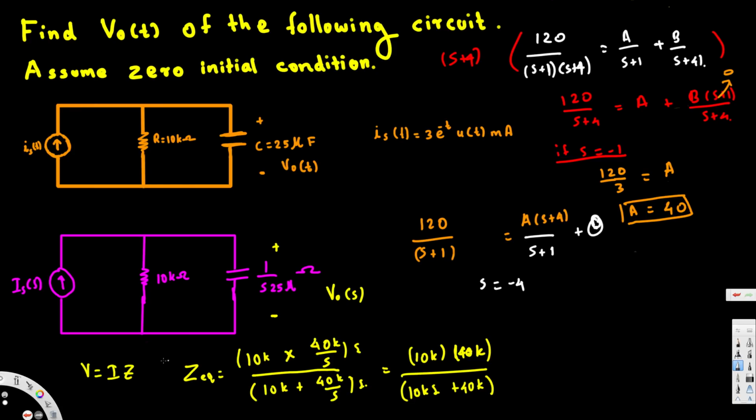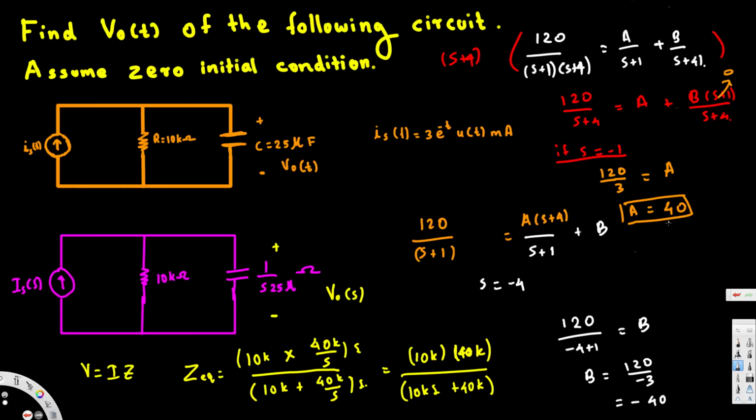Because if we plug s equal to minus 4, A will become 0. We have to keep this one, because this has to remain in order to find the B value. So this one is going to be 120 over minus 4 plus 1, and here we will have B. Then that's going to become 120 over negative 3. B is going to be 120 over negative 3, and that's going to give us negative 40.